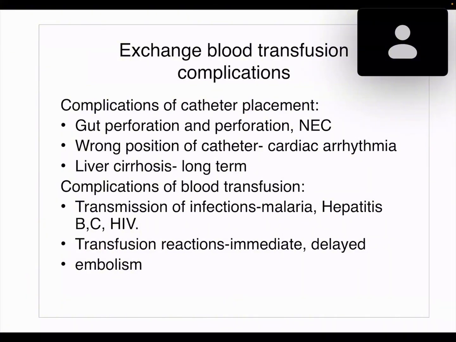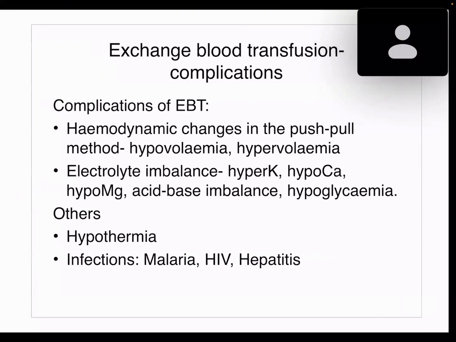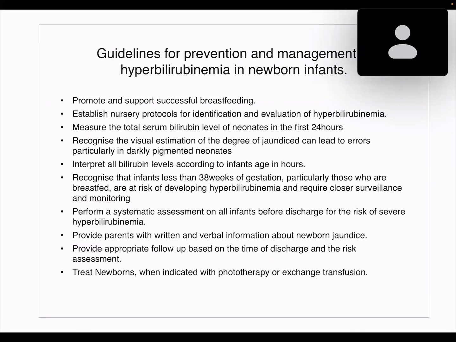Like I said earlier, it's better not to get to this stage rather than looking for how to do an exchange blood transfusion. If it's detected early, bring the baby to the hospital, let's treat with phototherapy and discharge appropriately. To prevent hyperbilirubinemia in newborns, which is jaundice in the newborn, there are some guidelines we need to take note of, which is to promote and support successful breastfeeding.